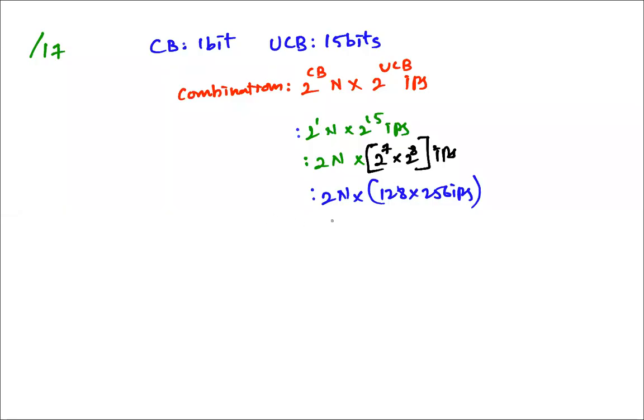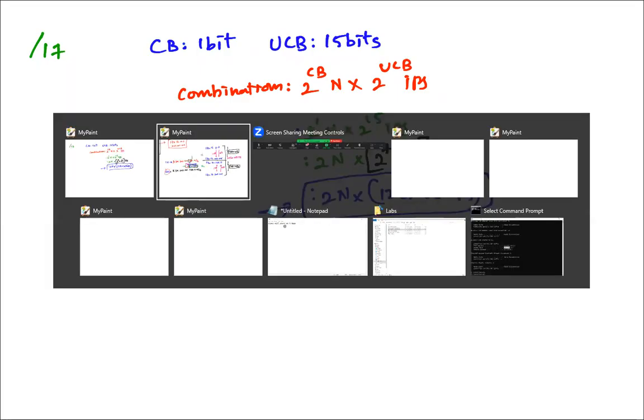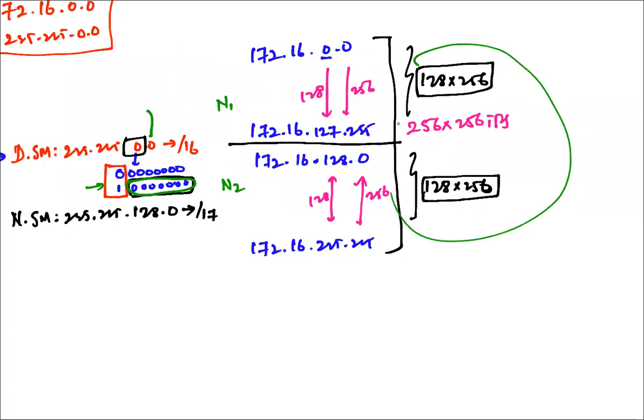So anyway, see, this is the combination. The final combination is this only. This combination is what I even wrote here. Here also, I wrote the same thing. Can you see how many IPs one network will have? 128 into 256, right? So here, what did I do? Here I was having 256 into 256 divided by 2. Okay, here what am I doing?